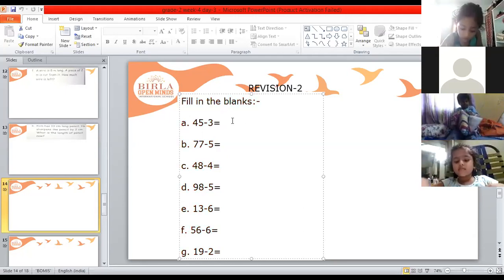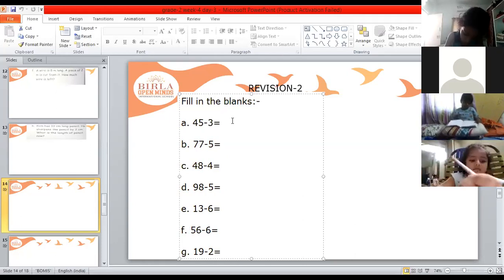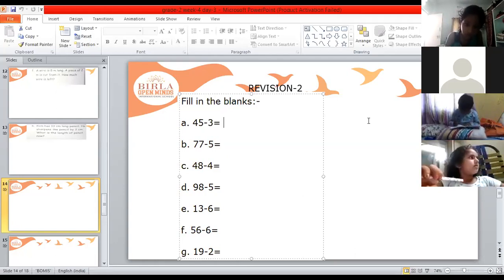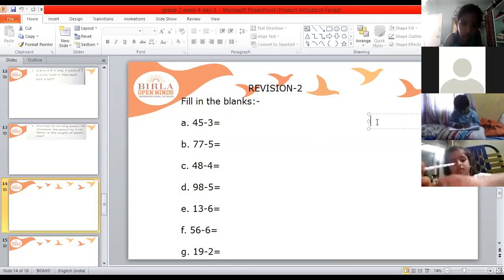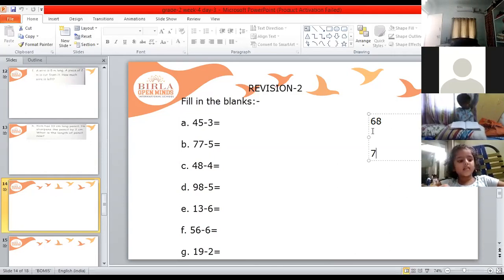So now what you have to do is subtract a 1-digit number from a 2-digit number. So now I hope you all remember what is a 1-digit number and what is a 2-digit number. In case you forgot, I'll write here. No need to write what I'm writing. Suppose the number is 68 and there is another number, 7.